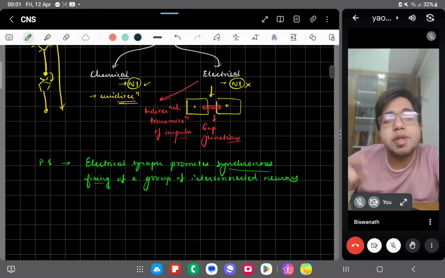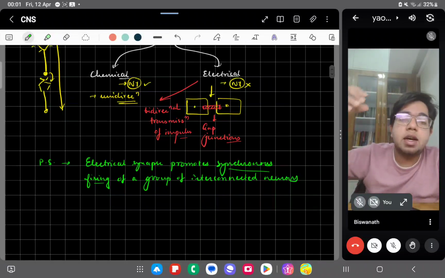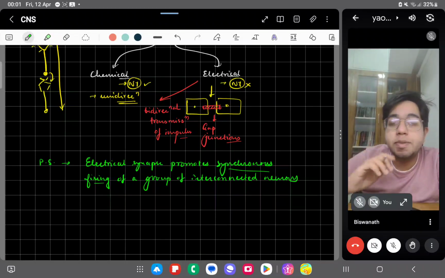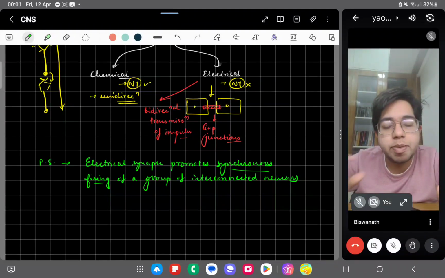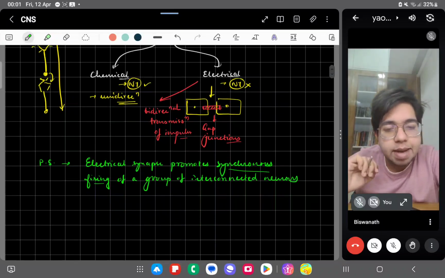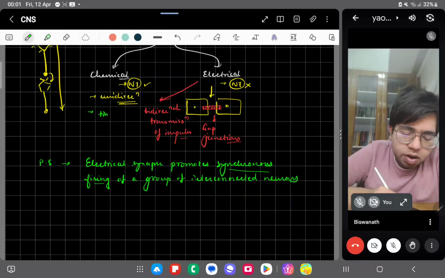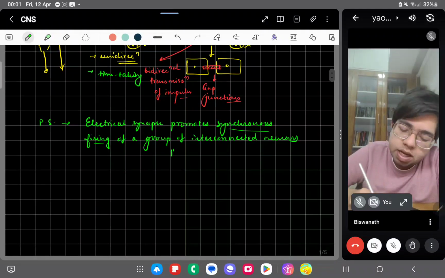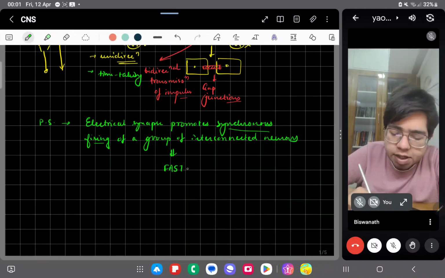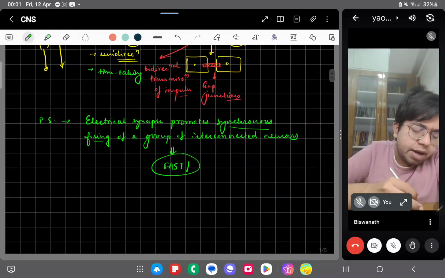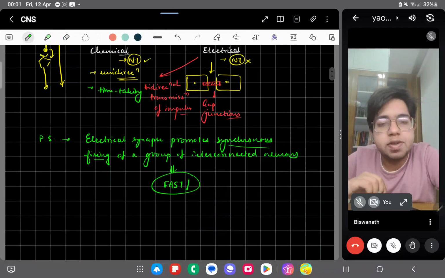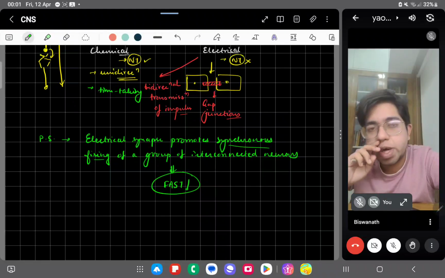In chemical synapse, we have a widespread process. You know about the process: impulse comes, then ACH vesicles fuse and release, and the nicotinic receptors are there. Many things are read in nerve muscle physiology. So chemical synapse is a bit time taking, okay? But the basic thing about this electrical synapse is that it is very fast. This is the main fact you must know, okay?